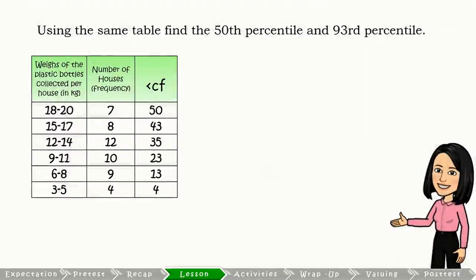Let's have another example. Using the same table, find the 50th percentile and 93rd percentile. We are already done with step 1, which is adding a column for less than cumulative frequency, and we already added the frequency from the nearest class interval to the greatest class interval. Let's have step 2. Compute for the position to determine the P sub 50 class using this formula. So let's substitute the values of k and n. That will become 50 times 50 divided by 100. 50 times 50 is equal to 2,500.